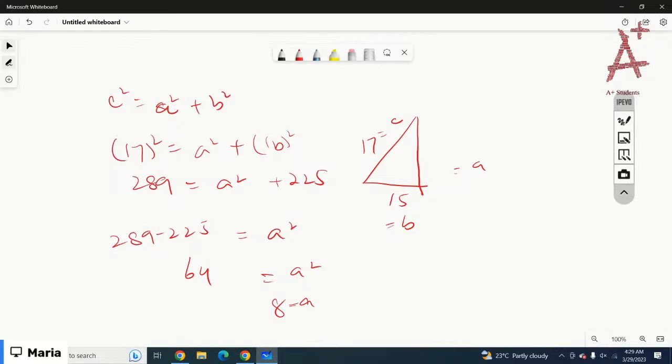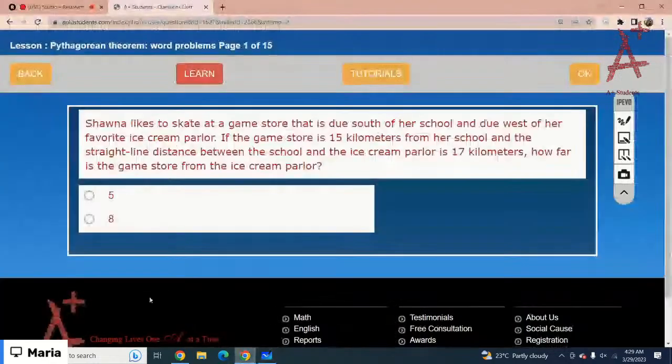So the correct option is 8. Just select the correct option and click on the OK button. So here you have 8. Got it?